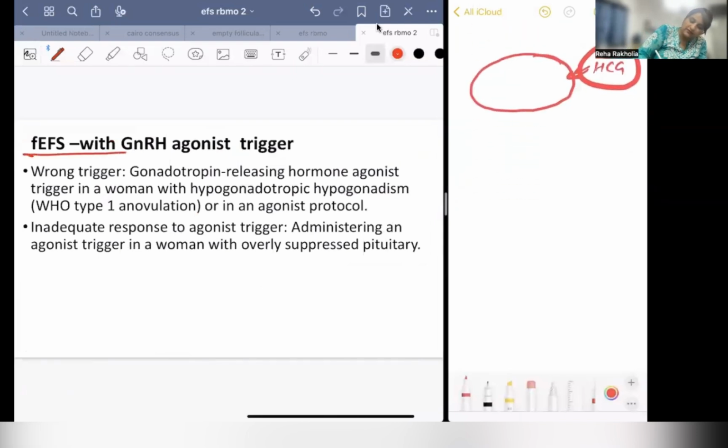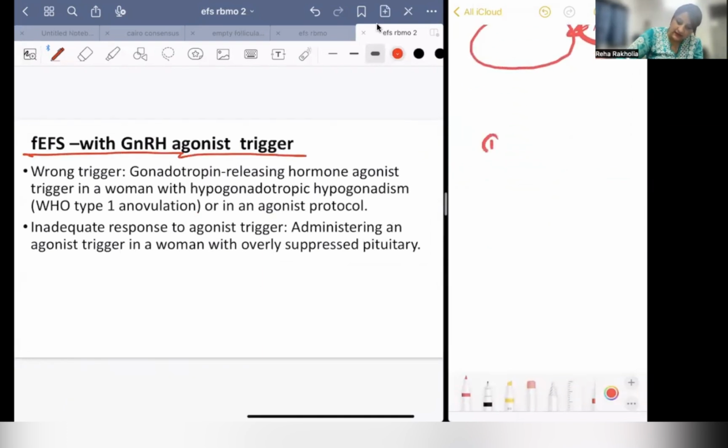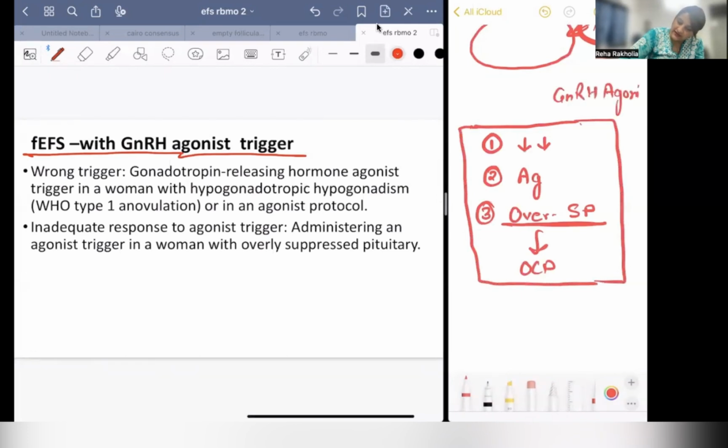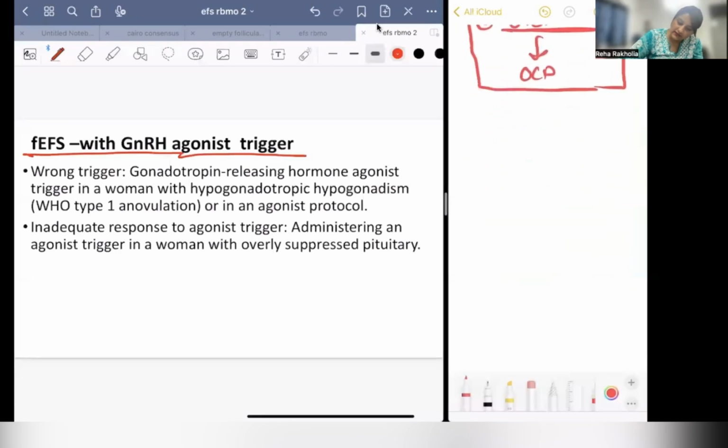Now, false empty follicular syndrome with GnRH agonist trigger. With GnRH agonist trigger, it can go wrong because GnRH agonist trigger should not be given in hypogonadotropin states. It should not be given with agonist protocol, and it should not be given in an overly suppressed pituitary, like if we have already given OCPs for a longer time. So in these three conditions, GnRH agonist trigger should not be given. If we give it in these conditions, then empty follicular syndrome will occur.